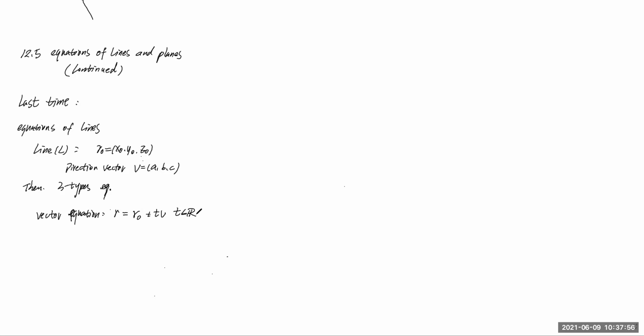t is a parameter. And the other form is the parameter equation. This is x, y, z equals x naught, y naught, z naught plus ta, plus tb, plus tc. t is a parameter.